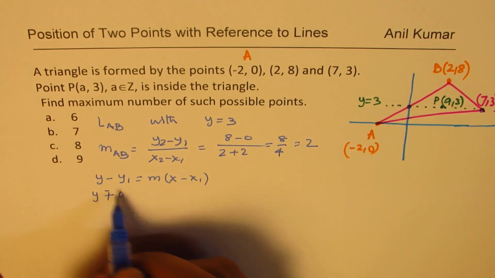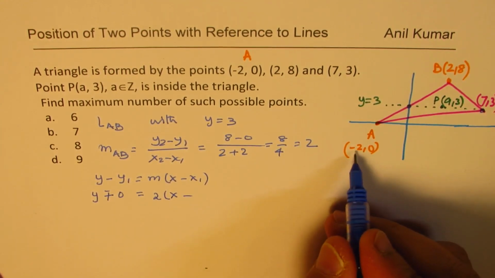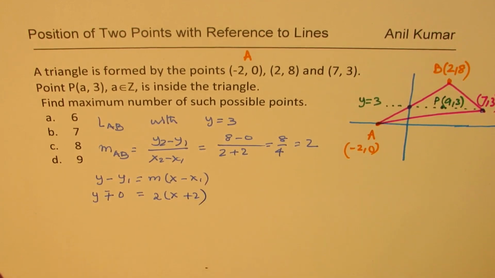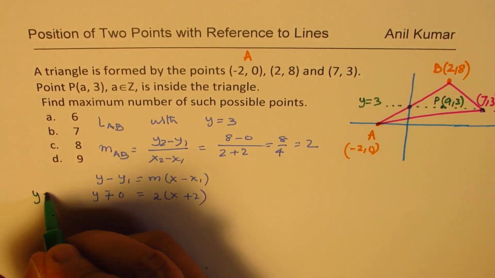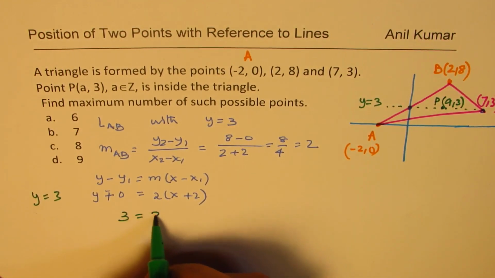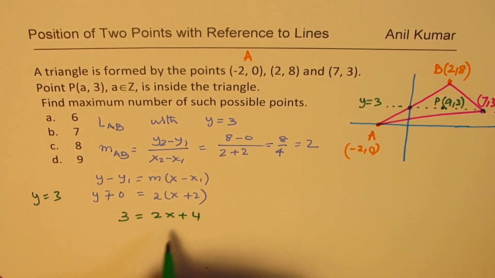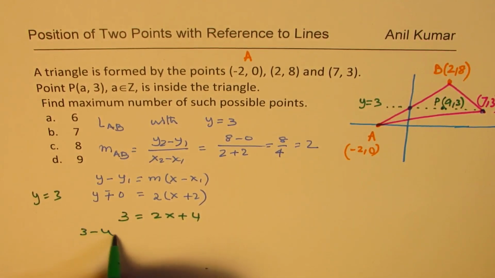Okay, anyway, minus 0 plus 0. M is 2 times x minus x value, that is plus 2, correct? So that becomes our equation. Now we need the point of intersection when y is equal to 3, right? So let's substitute 3 here. So we get 3 equals 2x plus 4. So that means if I take away 3 minus 4 is 2x, so minus 1 over 2 is x.